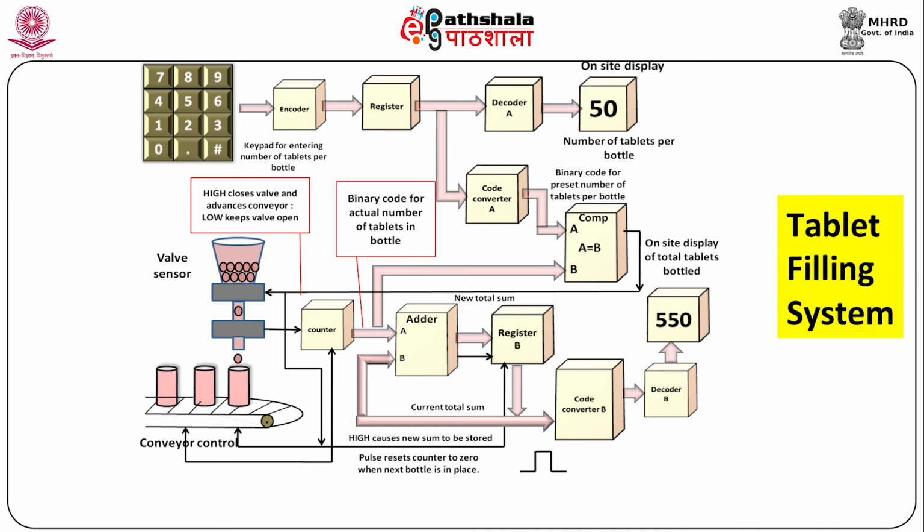When the desired number of tablets is entered on the keypad, it is converted and then stored by parallel register A until a change in quantity of tablets per bottle is required. Suppose, for example, that each bottle is to hold 50 tablets. When the count reaches 50, then A is equal to B. The output of the comparator goes high, indicating that the bottle is full.